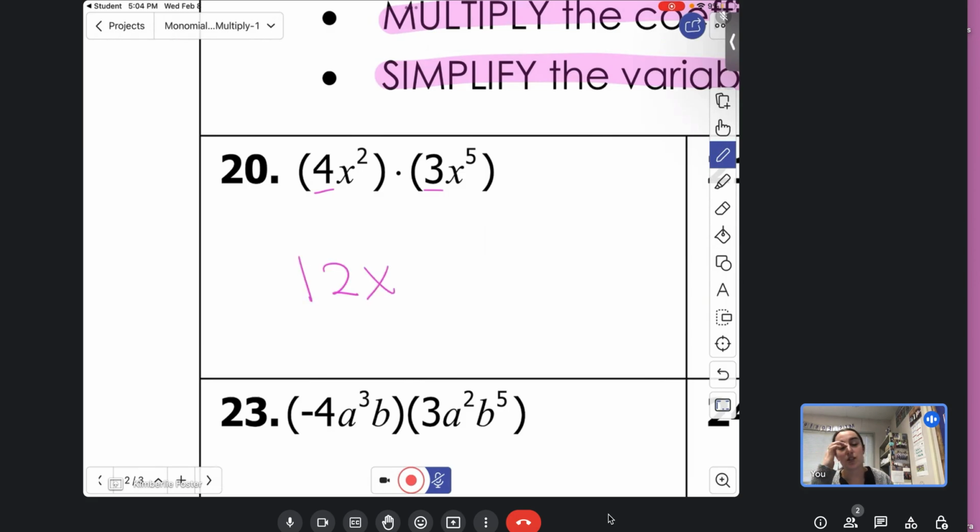Now, you have to make sure that your base is the same. When I say base, I mean your variable. These are both x's. They have to both be x's in order to add our exponents. Either both x's, both y's, b's, a's, whatever you want. 2 and 5 make 7. Okay, so 12x to the 7th.